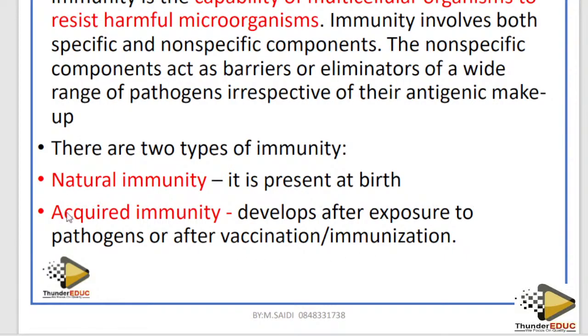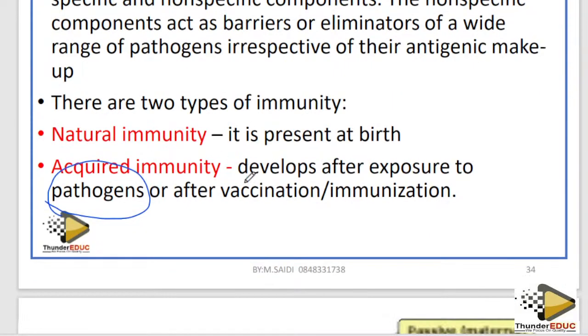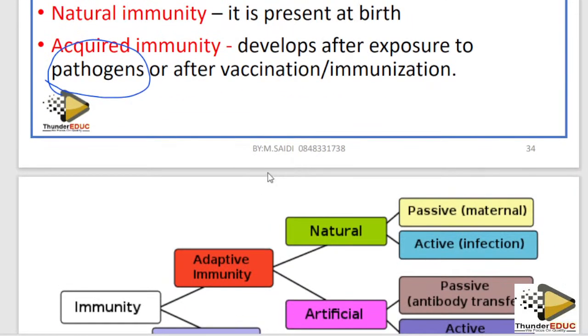Here comes another question. What is a pathogen? You need to know. A pathogen is a disease-causing organism. It is an organism which causes diseases.